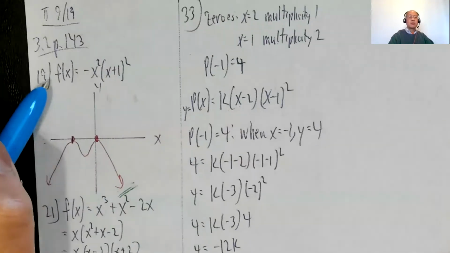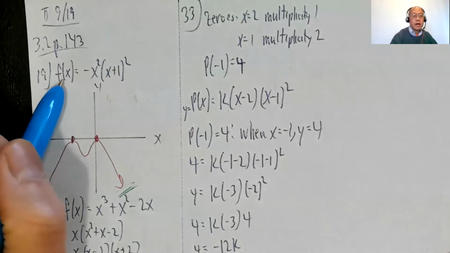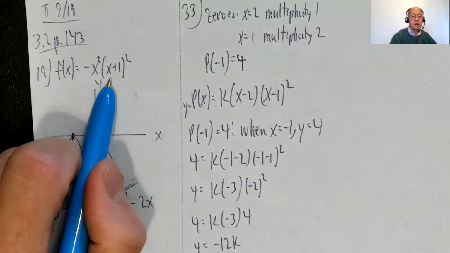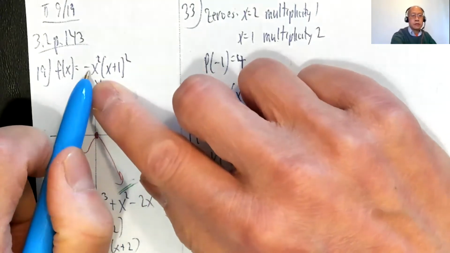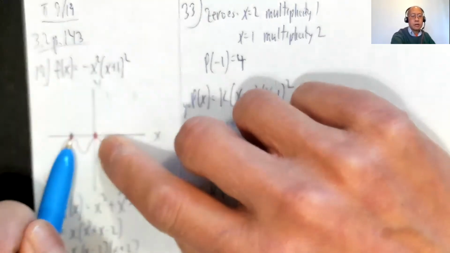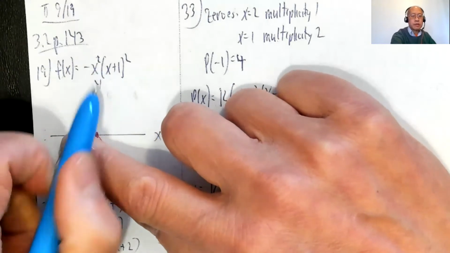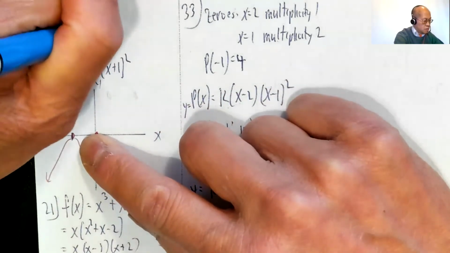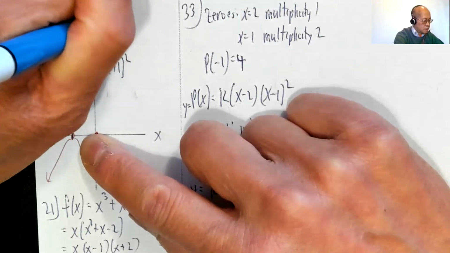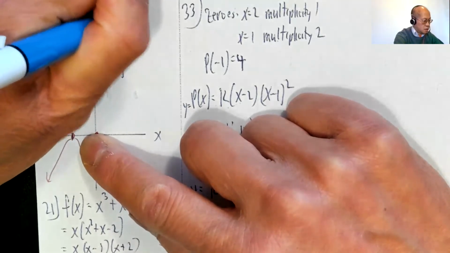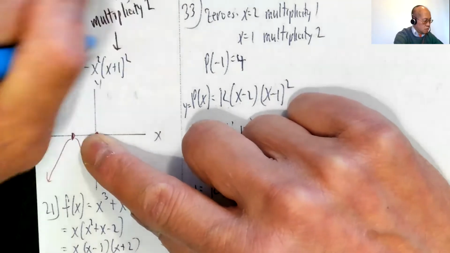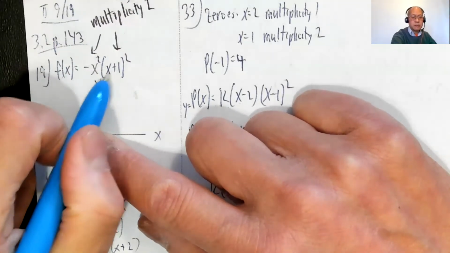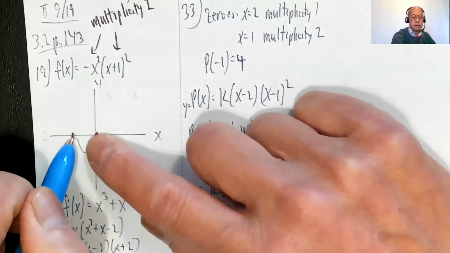Okay, problem number 19. f of x equals negative x squared, x plus 1 squared. So the zeros are 0 and negative 1. They're both considered multiplicity 2. So maybe I'll put that down here, multiplicity 2 for both of them, because there's an x squared, x plus 1 squared, so 0 and a 0.